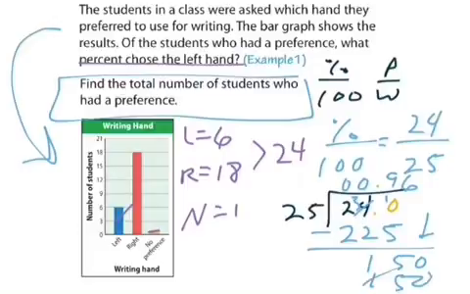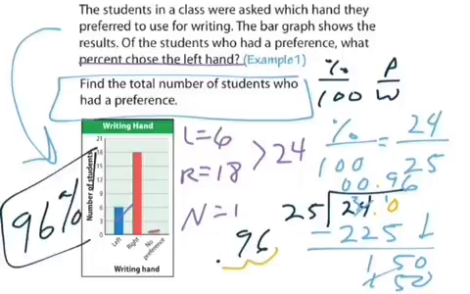It's 150. So it's 0.96, which if you turn the decimal into a percent, moving 2 places, the answer should equal 96%. So 96% of the students had a preference when they were writing.